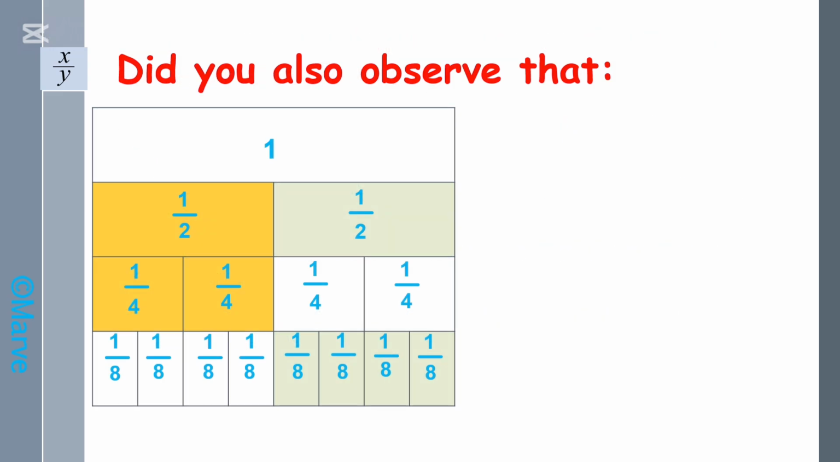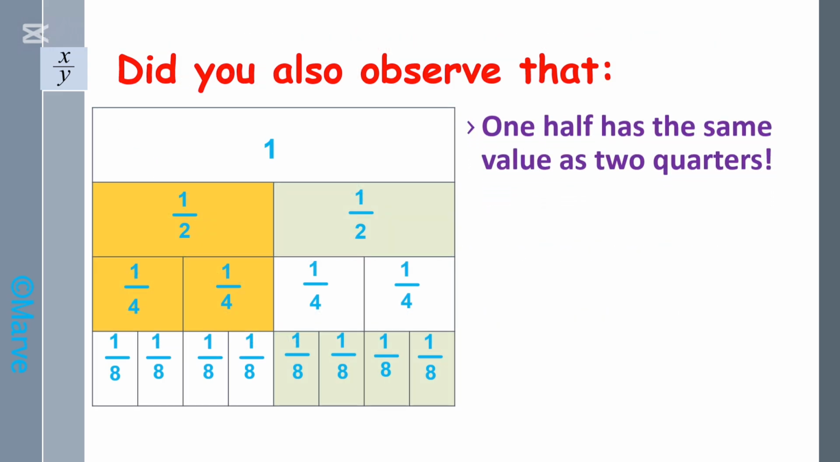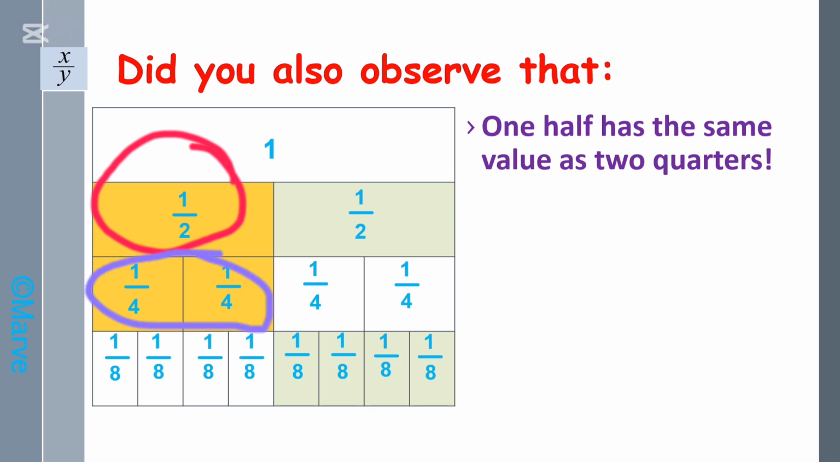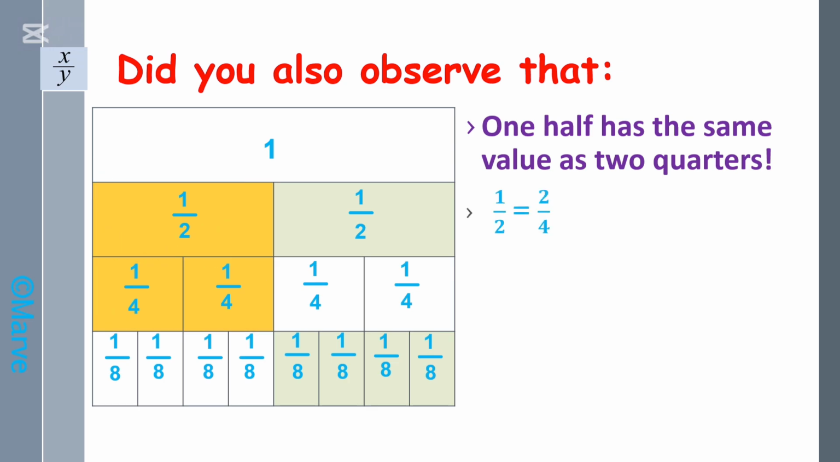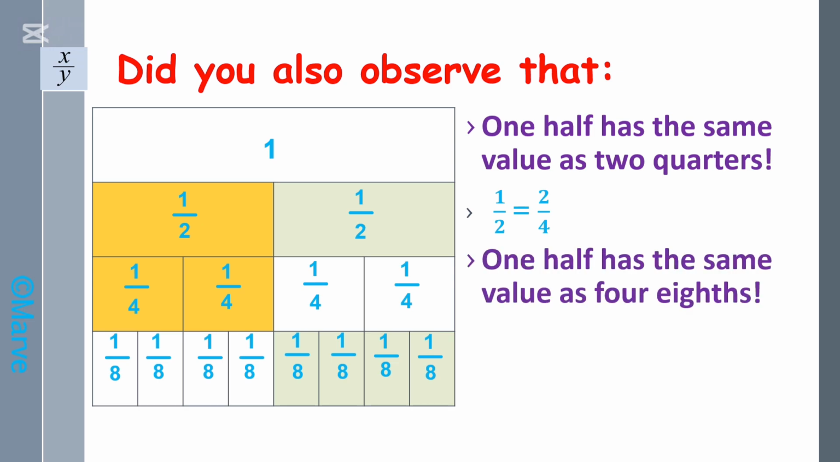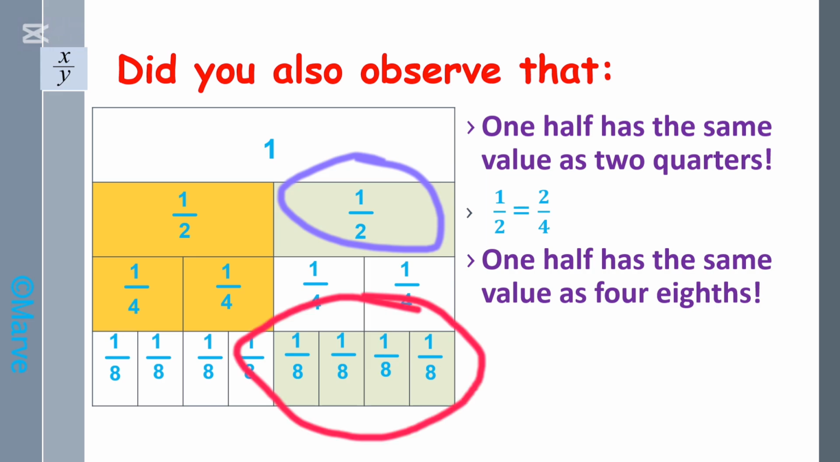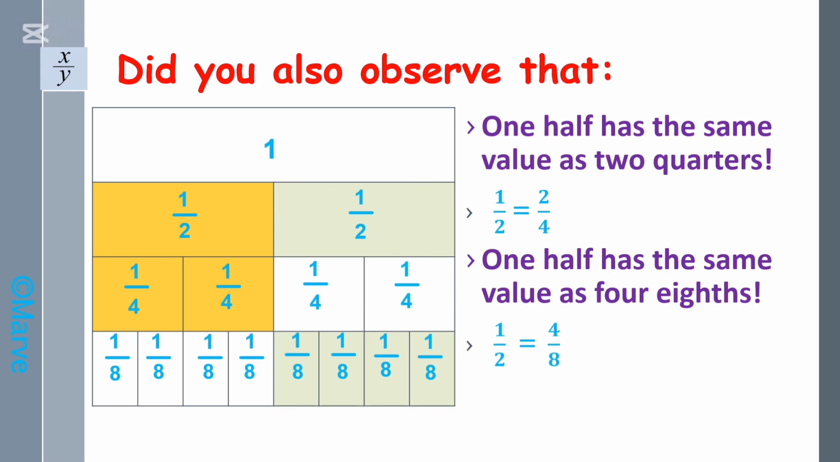So now check this out. Look at this fraction wall. I've broken this down to 1/8. If you check this, you will see that 1/2 has the same value as 2/4. So 1/2 equals 2/4. What else can you observe? 1/2 has the same value as 4/8 too. Look at 1/2 and 4/8. 1, 2, 3, 4 equals this, 1, 2 equals this. So these are called equivalent fractions.